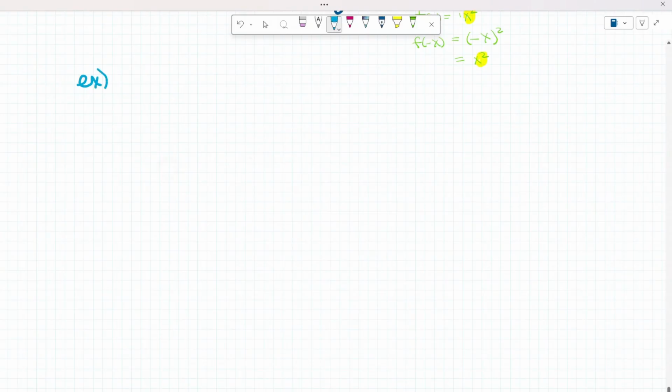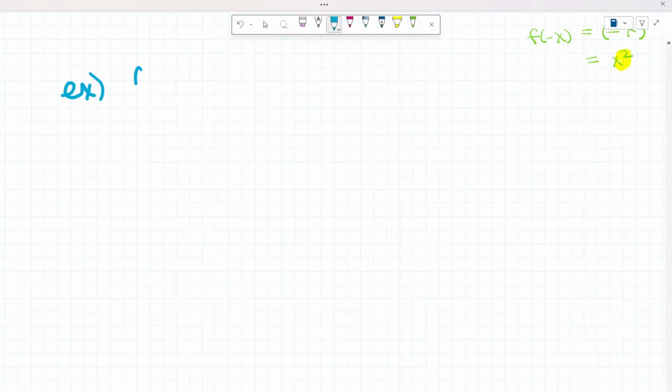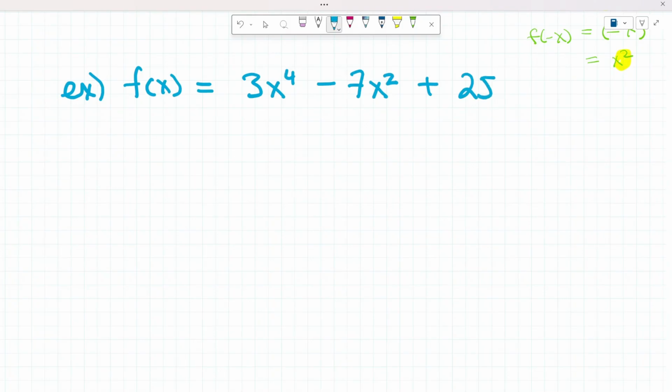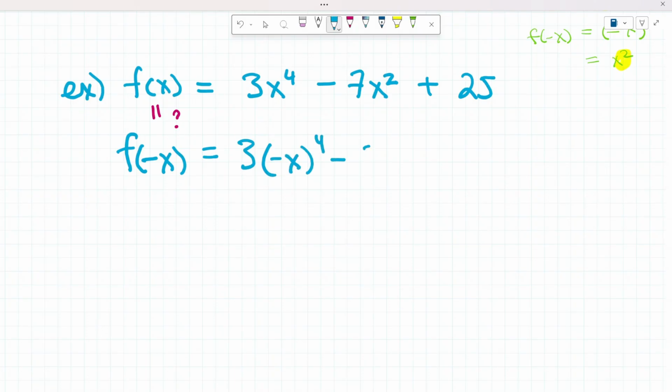So in this case, what if we were to have f of x equals 3x to the power of 4 minus 7x squared plus 25? And we want to determine algebraically if this is an even or odd function, or in this case, just even. So let's test. We want to see what is f of negative x, and we want to see are these two equivalent. So we're going to start by putting a negative within the brackets of our x at every instance in our polynomial over here.